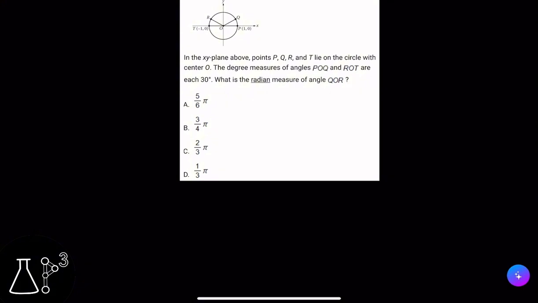In the X and Y plane, points P, Q, R, and T lie on the circle with center O. So O is the center. The degree measures of POQ and ROT are 30 degrees. What is the radian measure of the angle QOR? So we're given a lot of information. I'm given that O is the center, and I'm given that POQ and ROT equal 30 degrees.